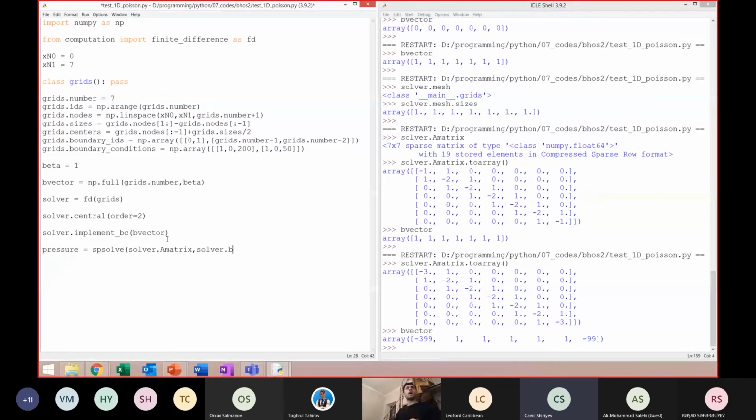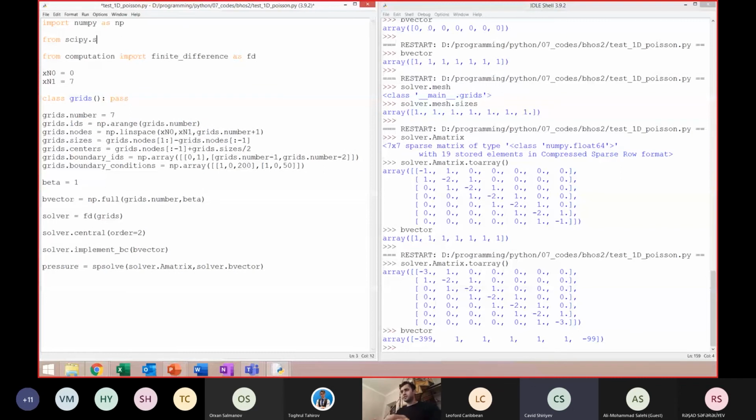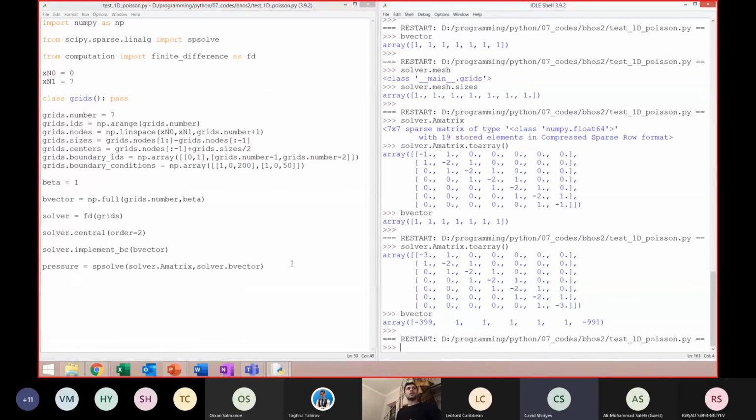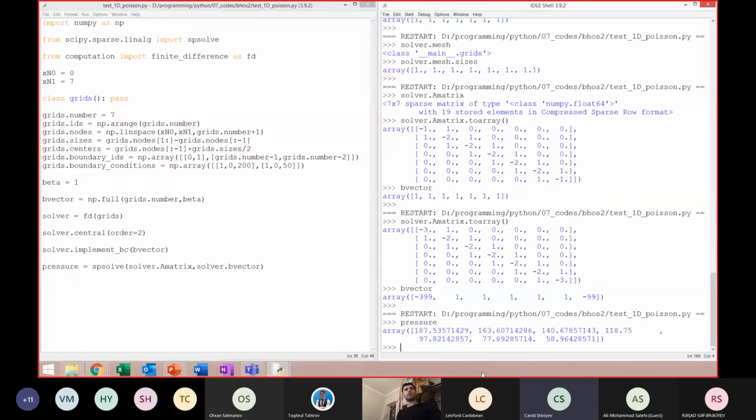Okay. Now I can import from SciPy. Let me check the name of the module that we need. Sparse linear algebra, import SP solve. That's it. If we run this script, and if we don't get any error, it means that we have solved everything for the pressure. Now, if you check the pressure values, we got the finite difference solution of the Laplace equation. Actually, it's beta 1, which means that it's not a Laplace, it's a Poisson equation.